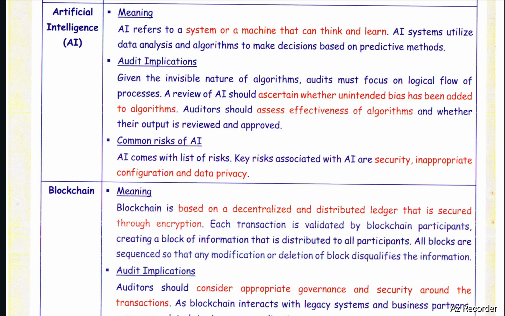Common risks of artificial intelligence. Artificial intelligence comes with a list of risks. Key risks associated with artificial intelligence are security, inappropriate configuration, and data privacy.